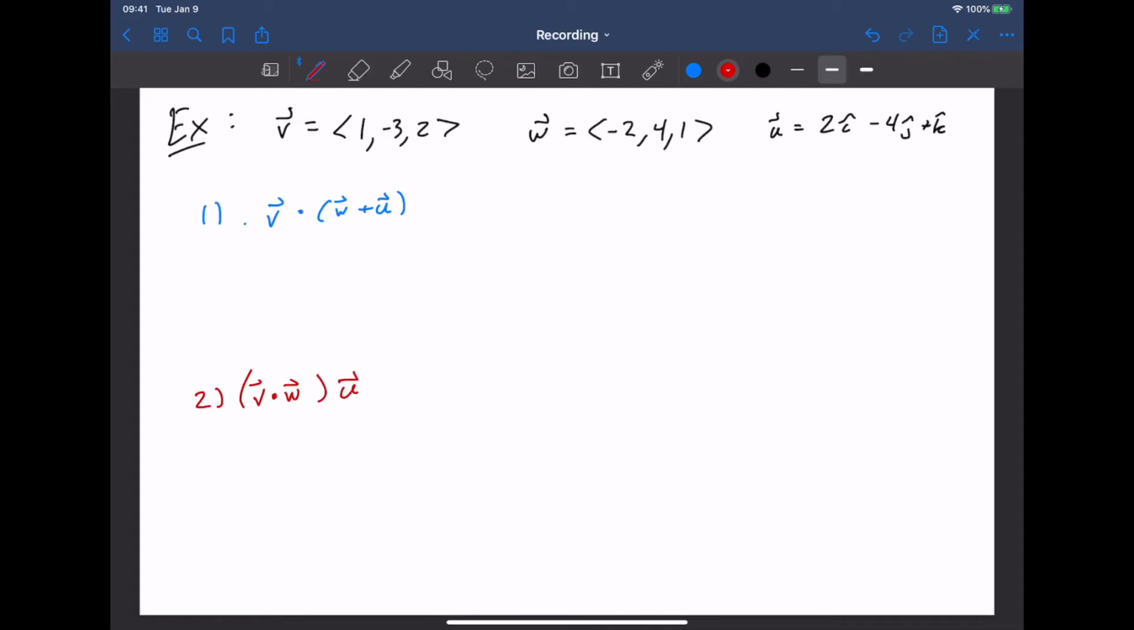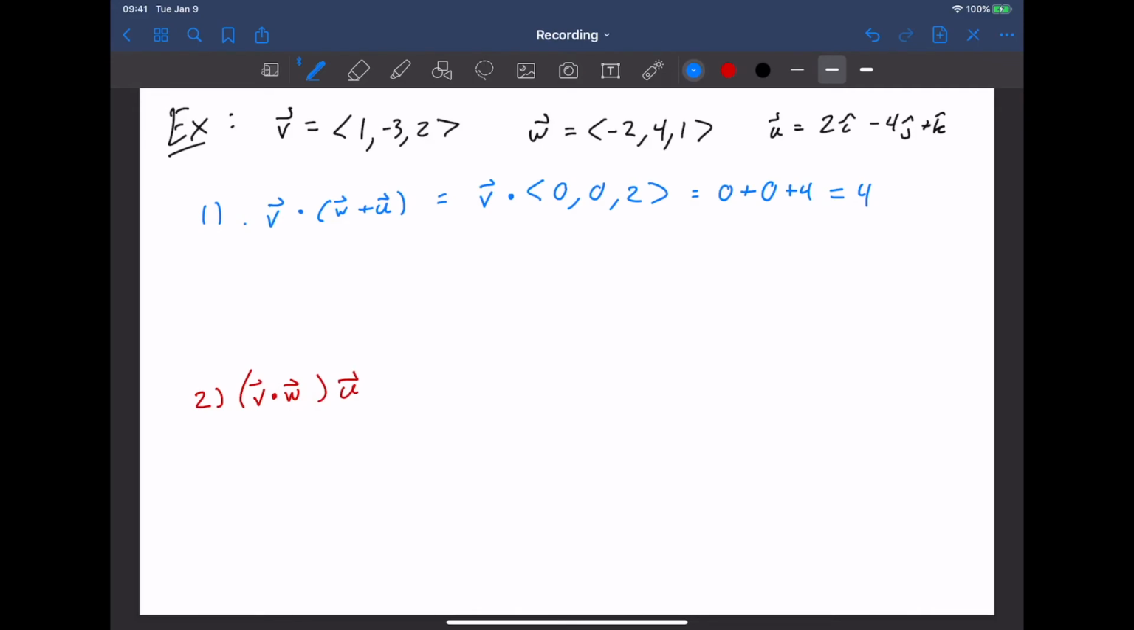I'm going to assume you tried it out. So for the first one, there's two methods. Option 1, we can do v dot (w plus u). w plus u would be 0, 0, 2. And if I do those dot products, I would get 0 plus 0 plus 4, or 4. That's if you just added first and then did the dot product.